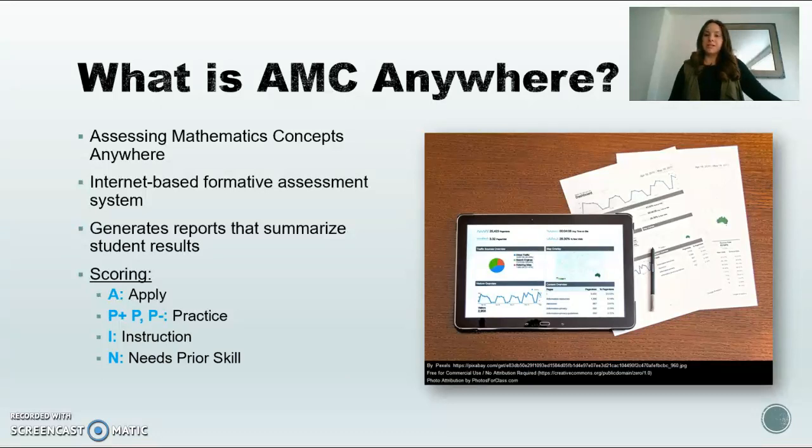If they got a P plus, a P, or a P minus, that meant that they needed some additional practice. This could be independent practice that you assign to them. It could be additional guided practice if you want to go through that with them. But overall, with a little bit more practice and routine, they should be good as well.